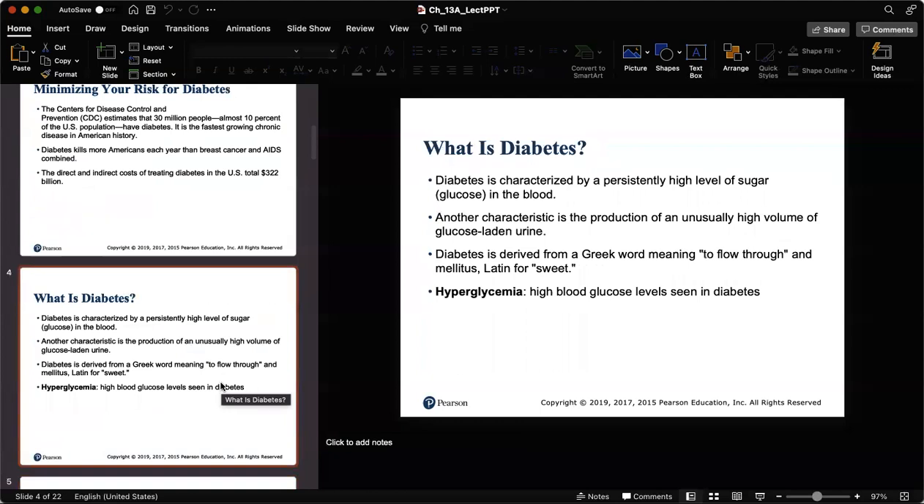So another thing that I would like you to please note is hyper and hypoglycemia. So I need you to be able to understand the difference between the two. Hyper meaning above, hypo meaning below. So if someone has hyperglycemia, that means they have high glucose levels. Glucose again is sugar. And hypoglycemia means somebody has low blood sugar.